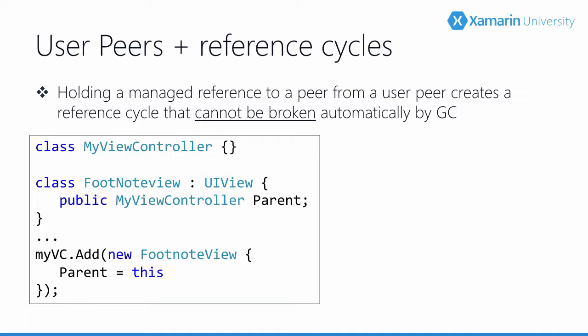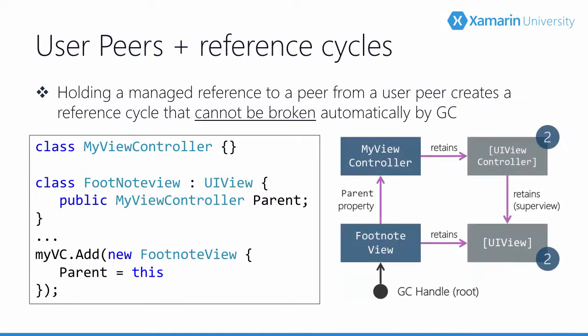Notice here, we've got two classes, MyViewController and a FootnoteView that derives from UIView. FootnoteView holds a reference to MyViewController. In other words, it has a parent reference pointing back to the view controller. This is a pretty common scenario that people set up inside their managed code. And then at some point, I'm going to take my view controller and add a new footnote view to the view controller itself, setting the parent to be the view controller reference.